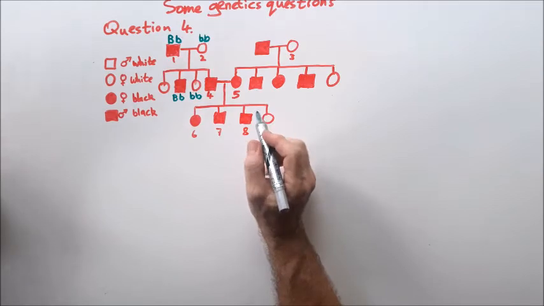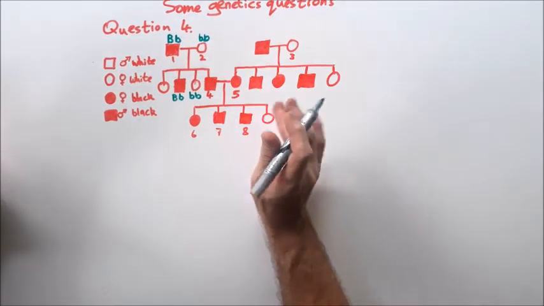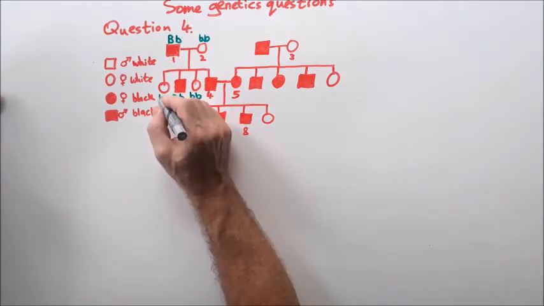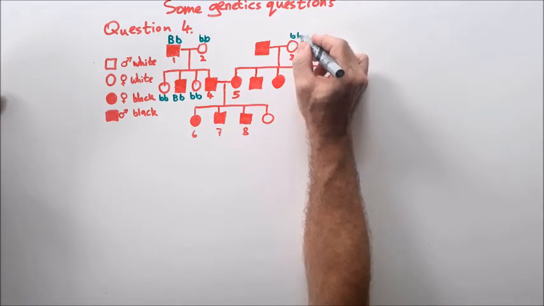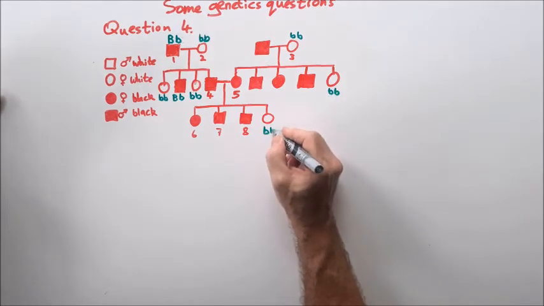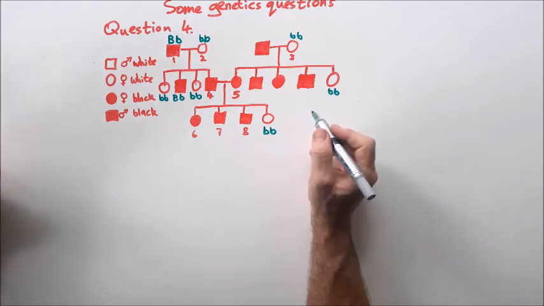Now let's be clever here. Let's just have a look at all those with white fur. So let's just scan across the whole thing and assign them a genotype. So there's white fur. The only way to have white fur is small b, small b. Small b, small b. Small b, small b. So we've done all the white fur. And we've seen that all of them are homozygous. That helps us a lot.